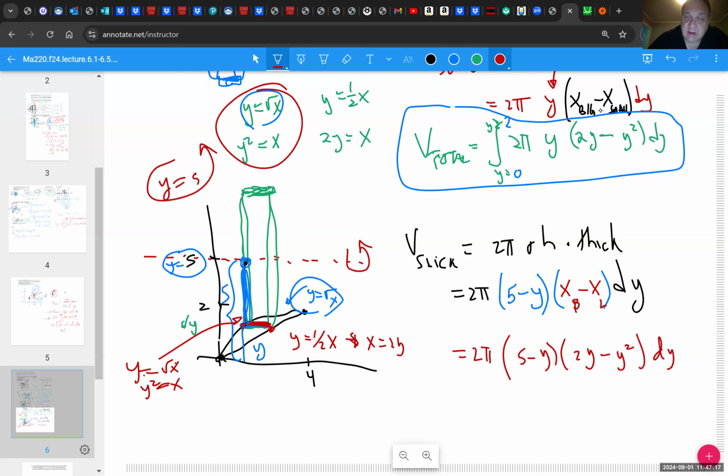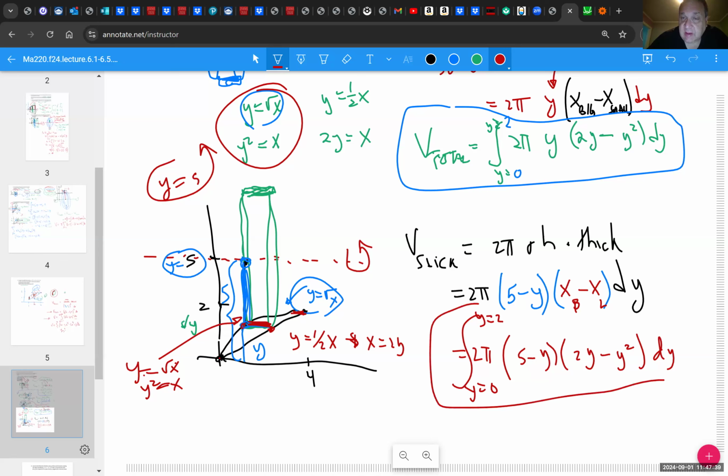Oh, and then I have to integrate. I have to integrate along all possible y values. The smallest y value is 0. The biggest y value is of our region, not of the whole thing, right? The axis of revolution is up there, but of all our slices, the tippy top slice is up here when y equals 2.